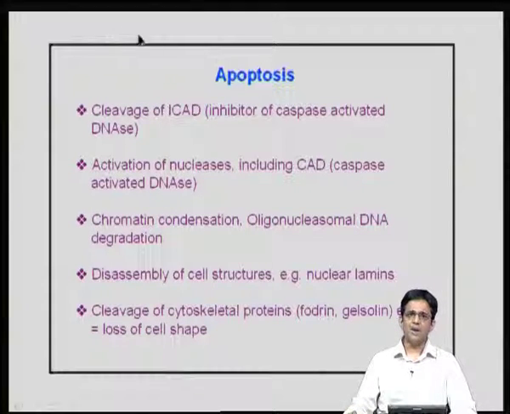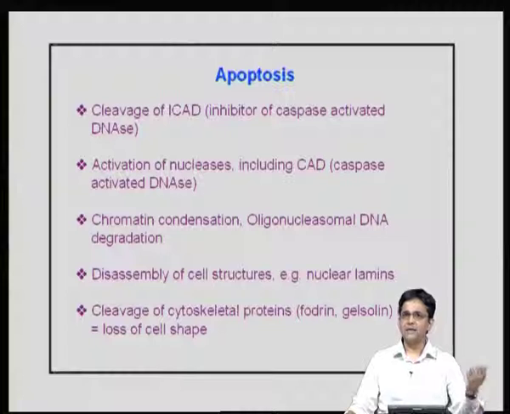The first part is cleavage of ICAD. ICAD is the inhibitor of caspase activated DNase. Usually, this inhibitor prevents the action of this DNase. Once you have cleavage of ICAD, the DNase is now free to function, and it results in cleavage of DNA.